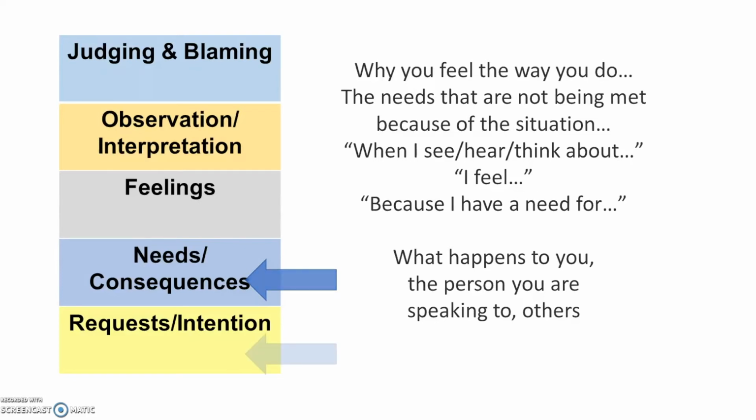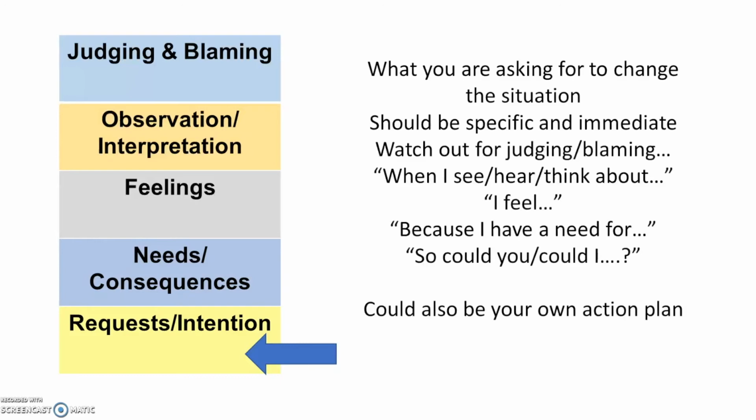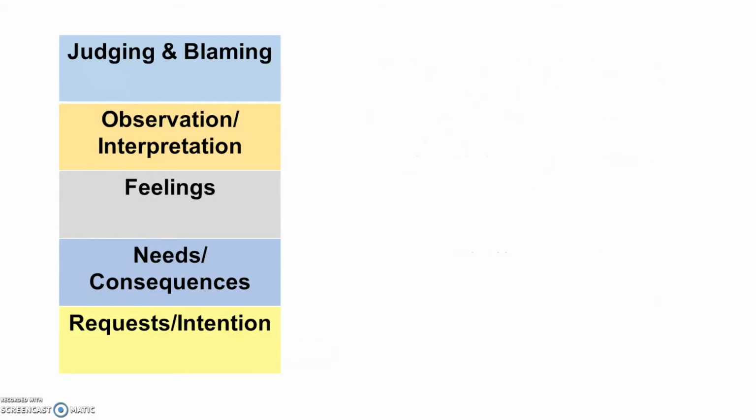The assertive messaging statement generally ends with a request or intention statement. This could be something that you would like the other party to do, specifically some form of behavior you would like them to change. Or it could be a statement indicating something that you plan on doing, either to improve the situation or what you might do if the situation doesn't change. So now we have something like, when I see X, I feel Y, because I have a need for Z, so could you, and then you state your request. So those are the components of a full assertive messaging statement.